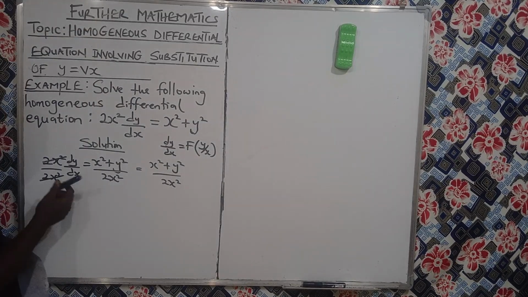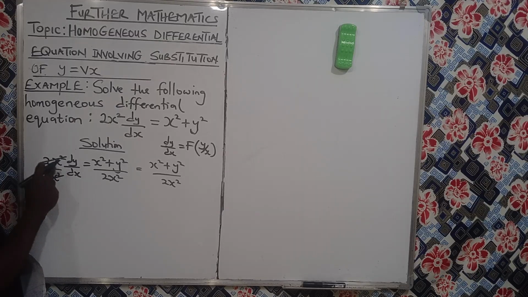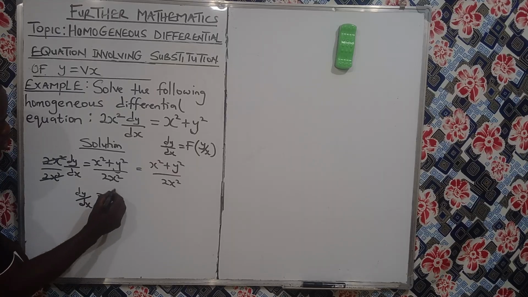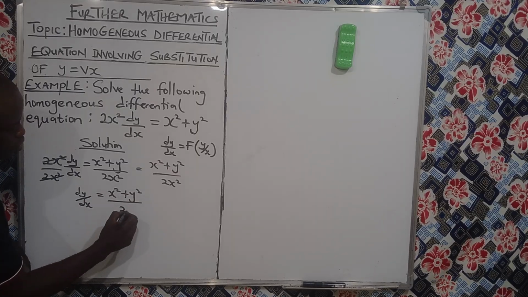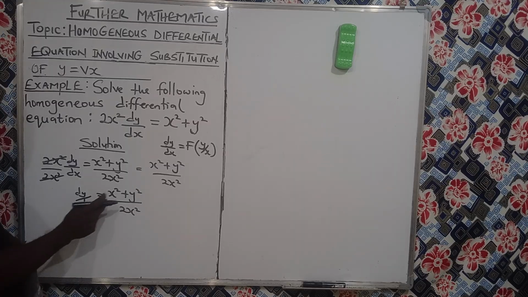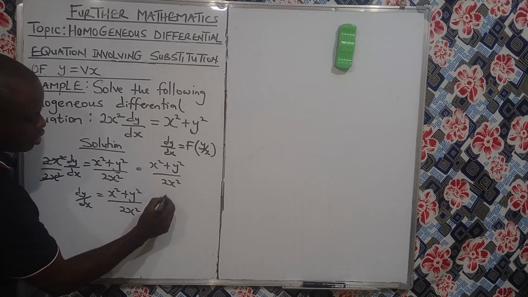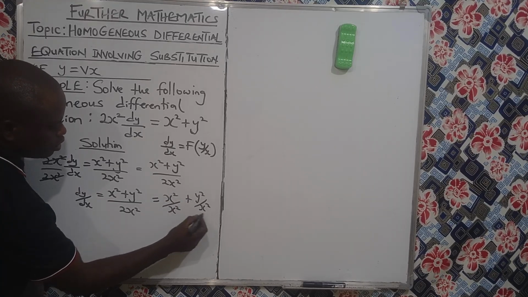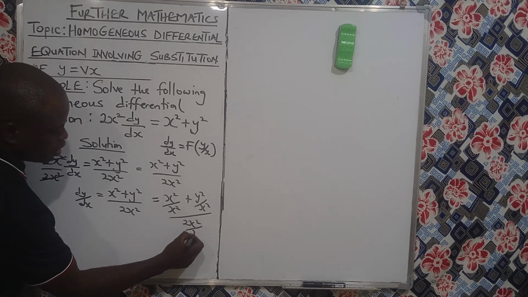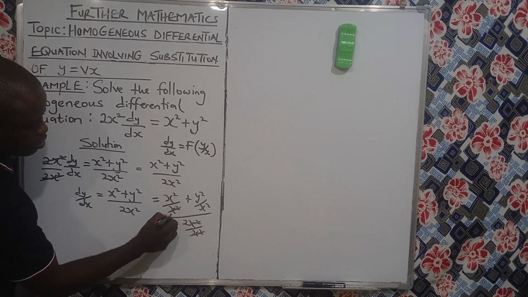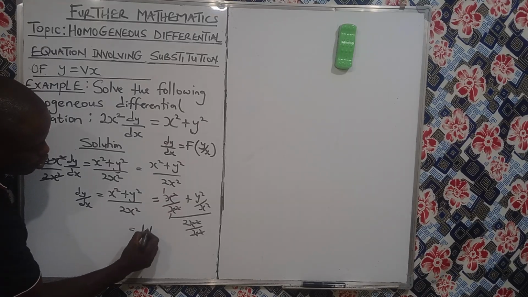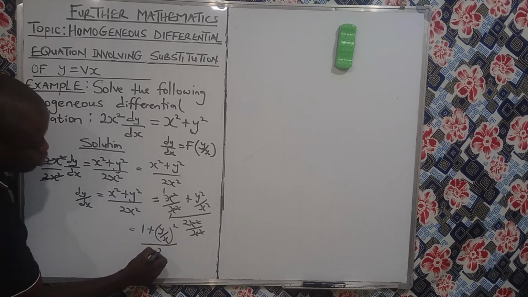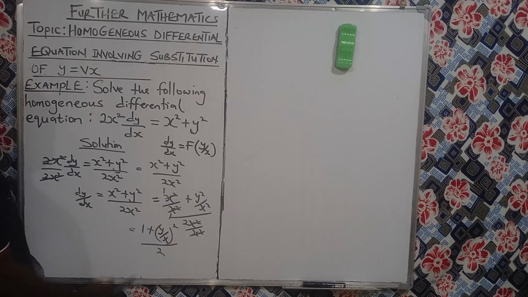Now, since you divide both sides by 2x squared, we are left with dy over dx equals x squared plus y squared over 2x squared, divided by the highest power of x, which is x squared over x squared plus y squared over x squared, over 2x squared over x squared. x squared cancels x squared, x squared cancels x squared, which is 1 plus y over x, bracket closed, squared, over 2. This constant 1 and 2, they are allowed.